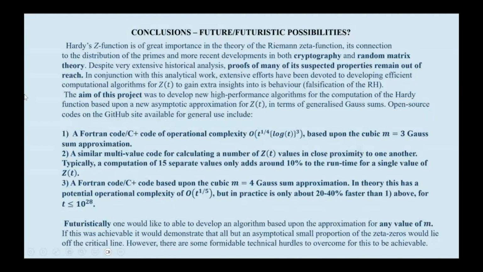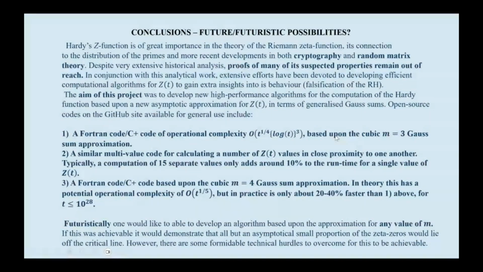So the aim of the project was to develop these new high-performance algorithms, which hopefully can be used in conjunction with analytical work to perhaps move forward ideas towards proving some of these things. We developed this open source code on the GitHub site. And what have we got? Well, there are a number of algorithms. The algorithm I've described in the main talk has operational complexity of t to the 1/4. That's based on cubic Gauss sums.